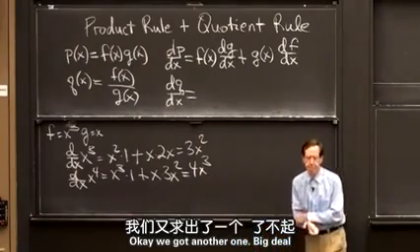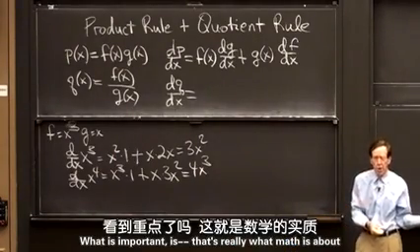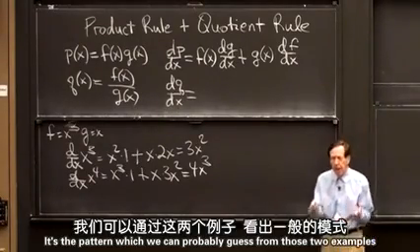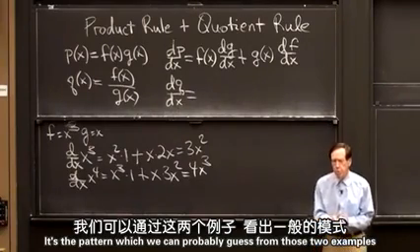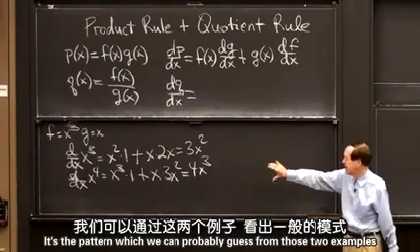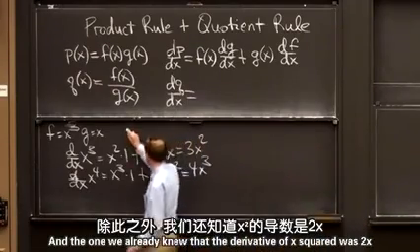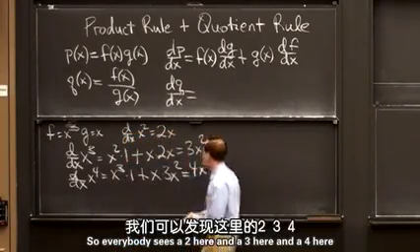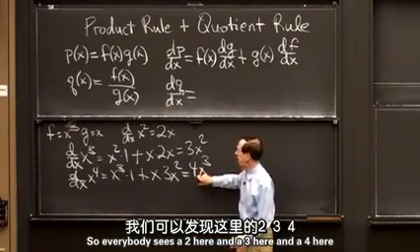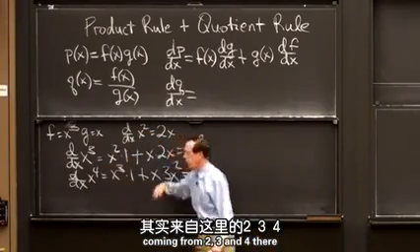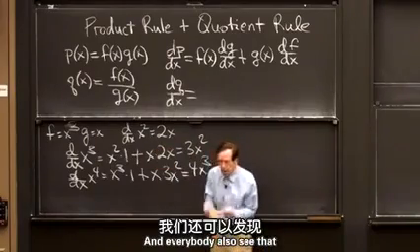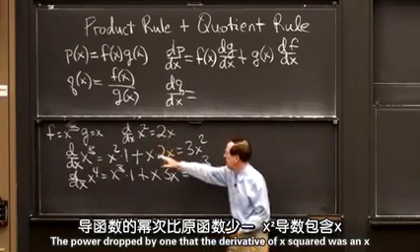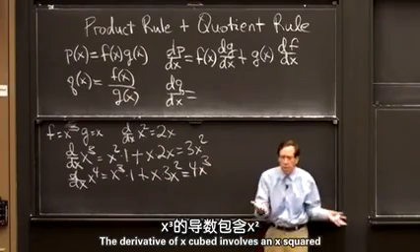Okay, we got another one. Big deal. What is important, and that's really what math is about, is the pattern, which we can probably guess from those two examples and the one we already knew, that the derivative of x squared was 2x. So everybody sees a 2 here and a 3 here and a 4 here, coming from 2, 3, and 4 there. And everybody also sees that the power dropped by 1. The derivative of x squared was an x. The derivative of x cubed involved an x squared.